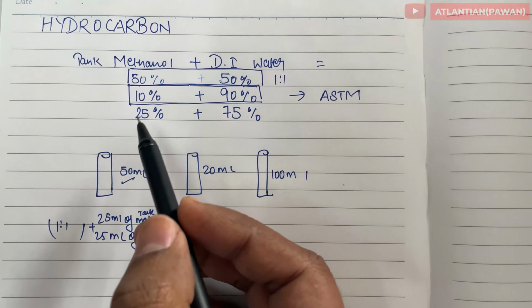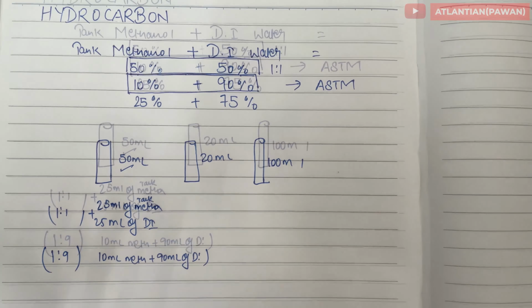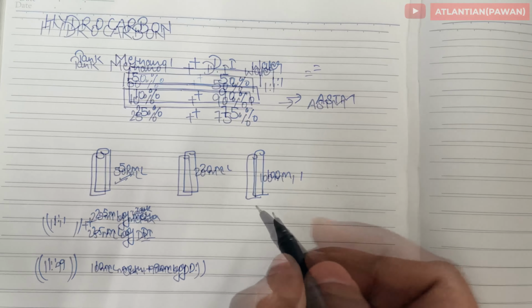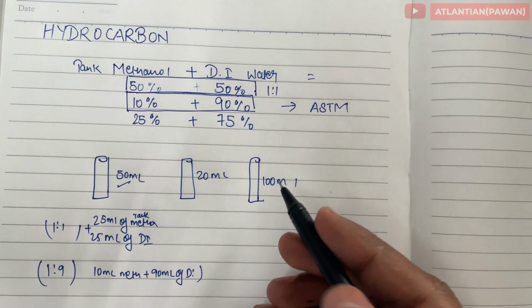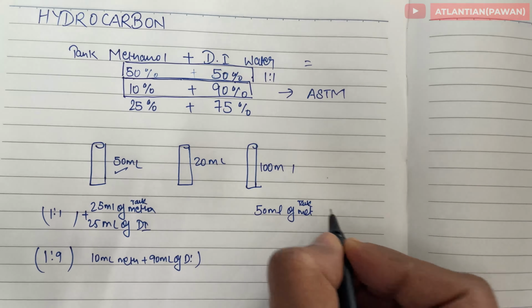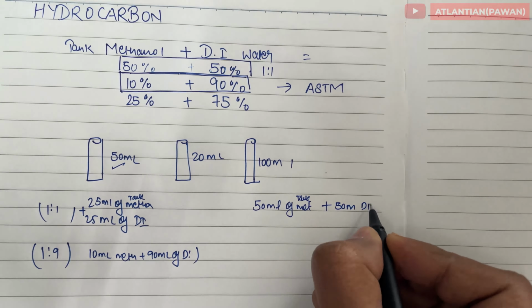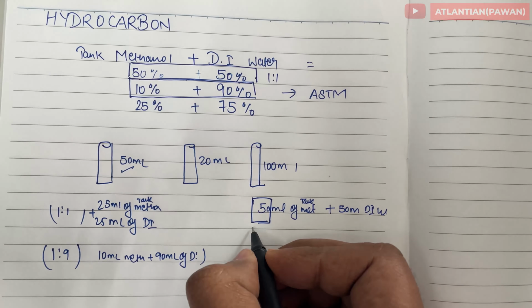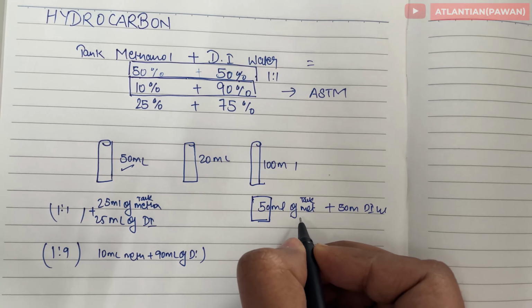Again, if I wanted to do a 10:90 ratio, then I would have added 10% or 10 ml of methanol plus 90 ml of DI. It would have made it a 1:9 ratio. The same thing can be done over here also. If here I wanted to do this 1:1 ratio, I would have added 50 ml of tank methanol plus 50 ml of DI water. So actually here we are using 50 ml of the tank's methanol.